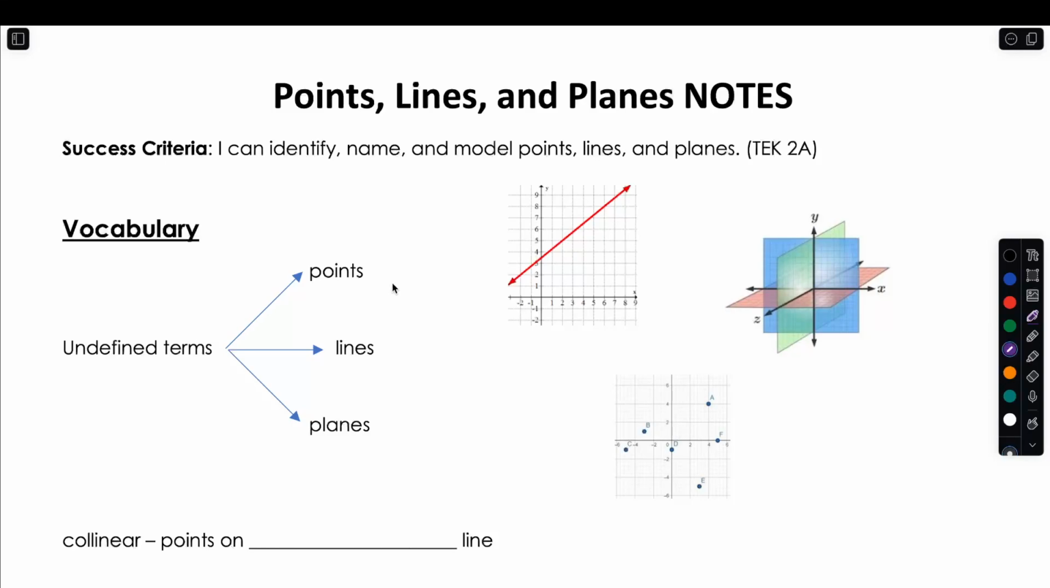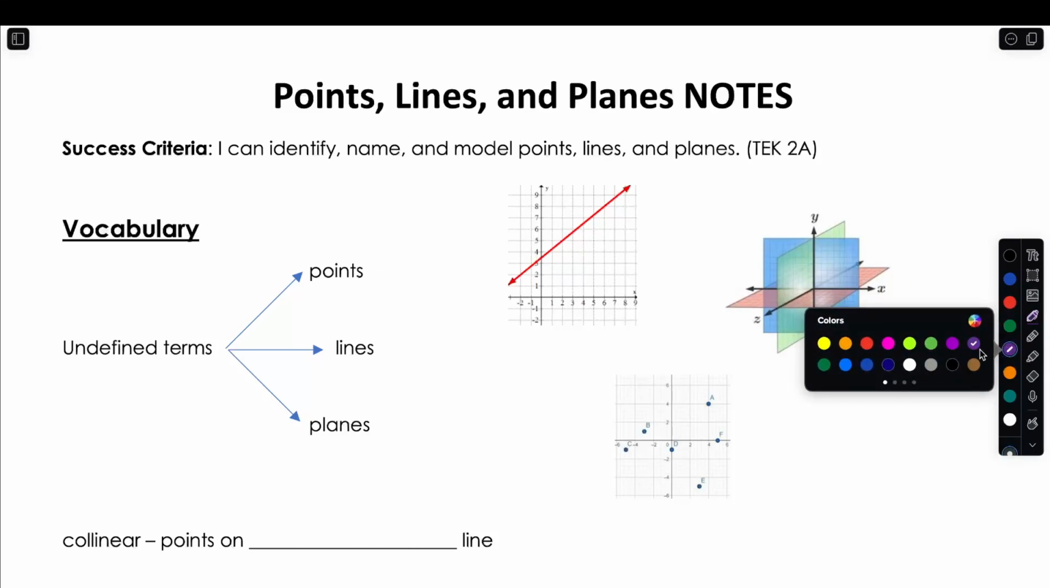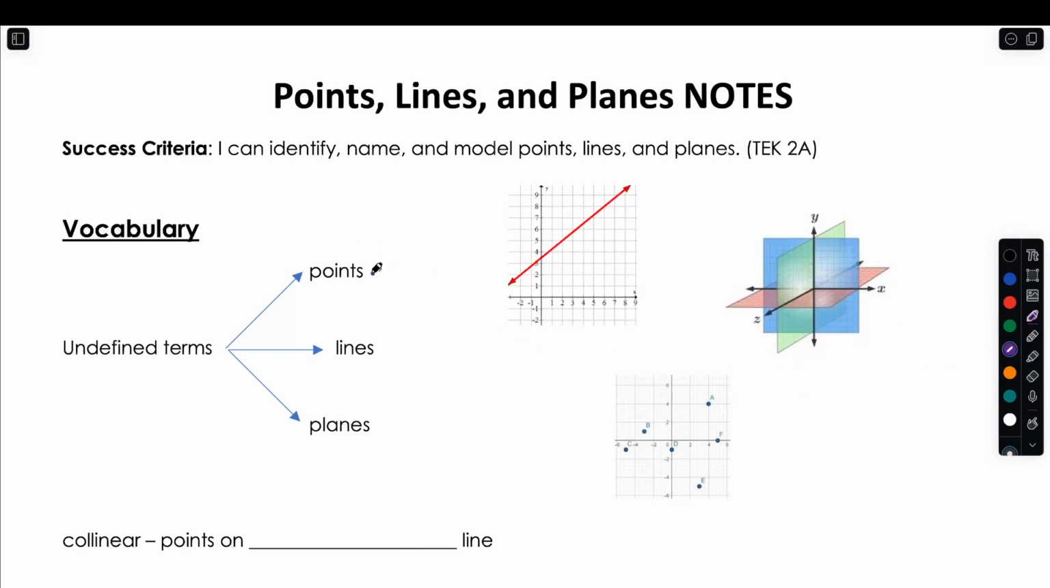We have three undefined terms that are the foundation of geometry. The first being a point, which is represented by a dot, and that dot typically has a capital letter next to it. We use that capital letter to name our point. In this case, it would be point A.